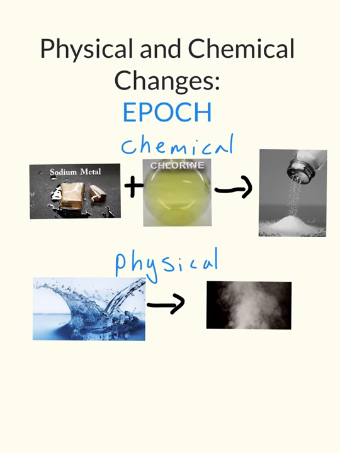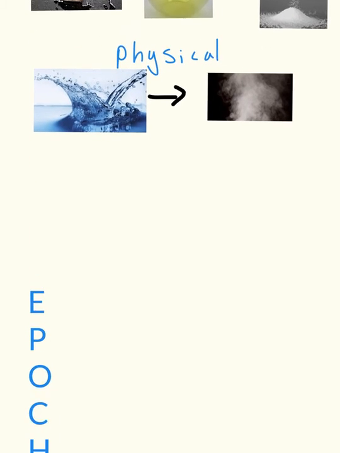So let's take a look at how we can tell whether a change was chemical or physical. In order to tell the difference, we're going to use this handy acronym. That is EPOCH. There are 5 different things that we're going to look for that'll tell you whether a change was chemical or physical. The first letter is E, and it stands for a pretty hard word, effervescence.